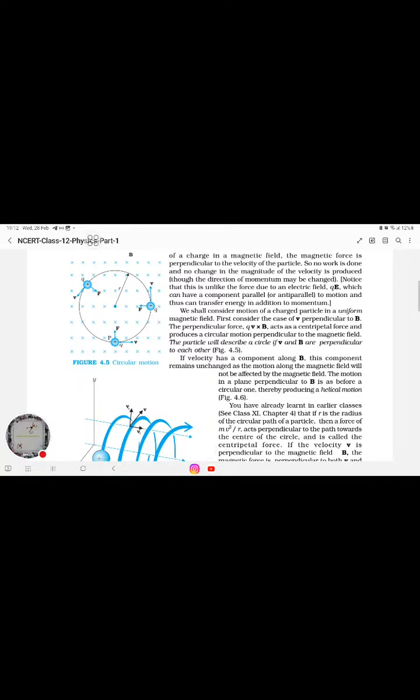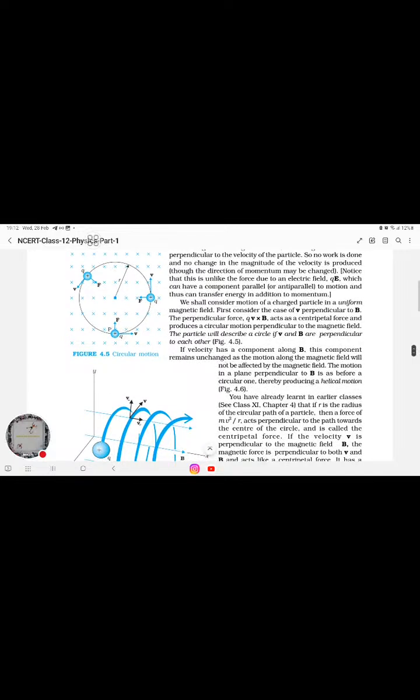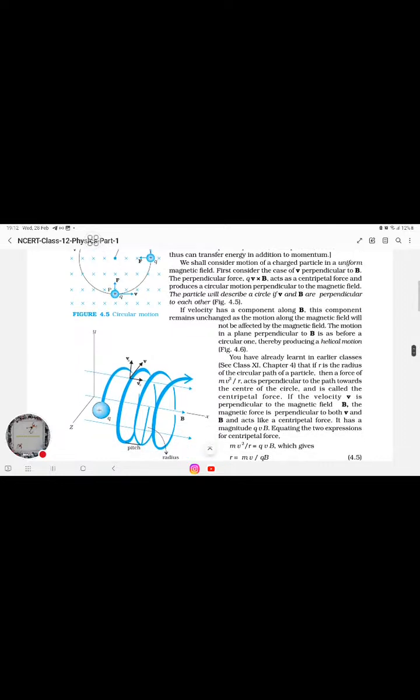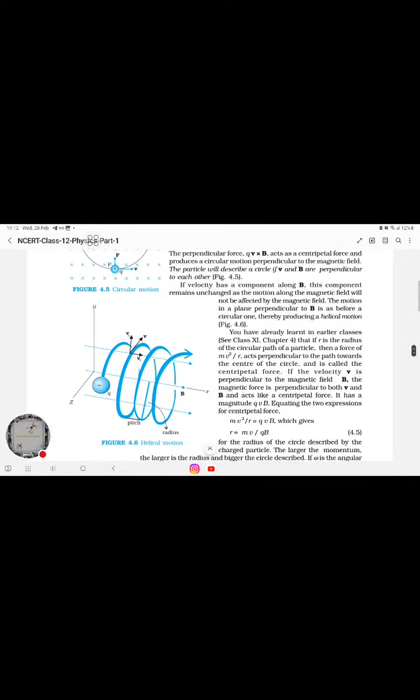First, consider the case of v perpendicular to B, that is, the velocity perpendicular to the magnetic field. The perpendicular force q v cross B acts as a centripetal force and produces a circular motion perpendicular to the magnetic field, and the particle will describe a circle if v and B are perpendicular to each other. If velocity has a component along B, this component remains unchanged, as the motion along the magnetic field will not be affected.